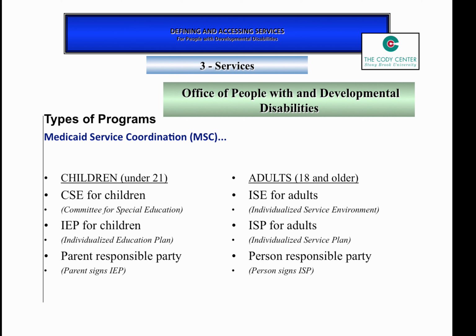As I mentioned before, the other thing that the Office of People with Developmental Disabilities does is provide Medicaid service coordination, and through that, they will help with making sure that the person with a developmental disability is receiving their appropriate educational services. They'll help with making sure the IEP is correct based on their developmental disability. They help the parent understand their responsibilities. For adults 18 years and older, they may be working with the individualized service environment for the adult with a developmental disability. They help with their individualized service plan, and they make sure that the person who's responsible for that plan understands the plan in its entirety and how to implement it within the community.